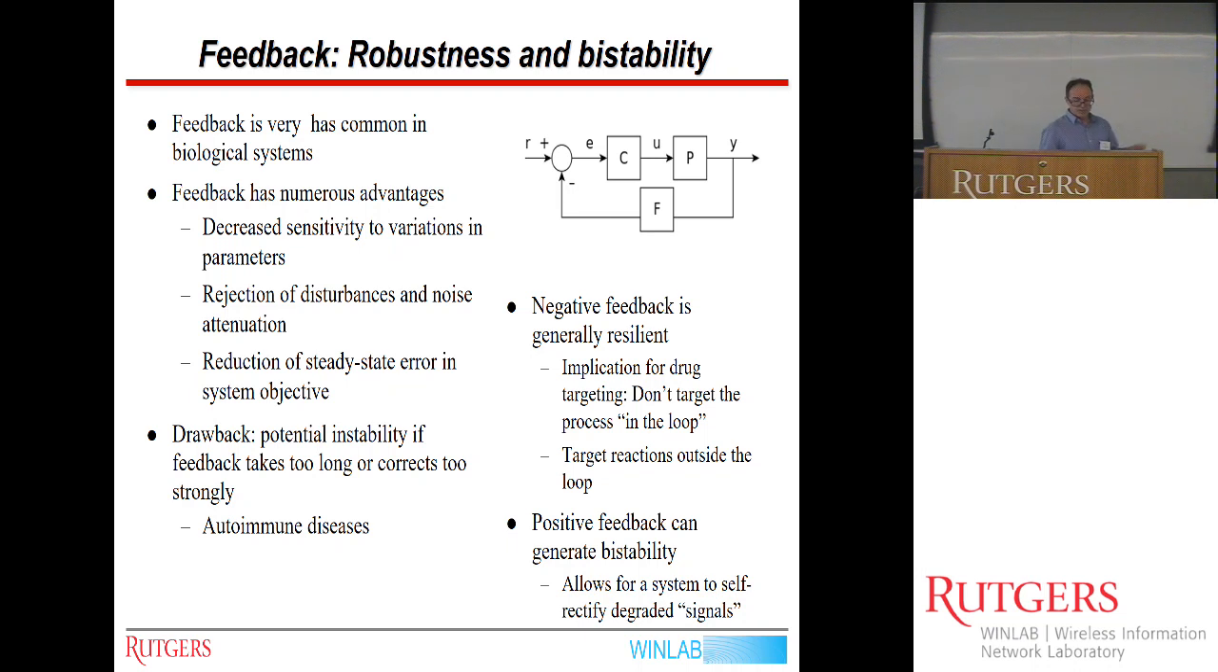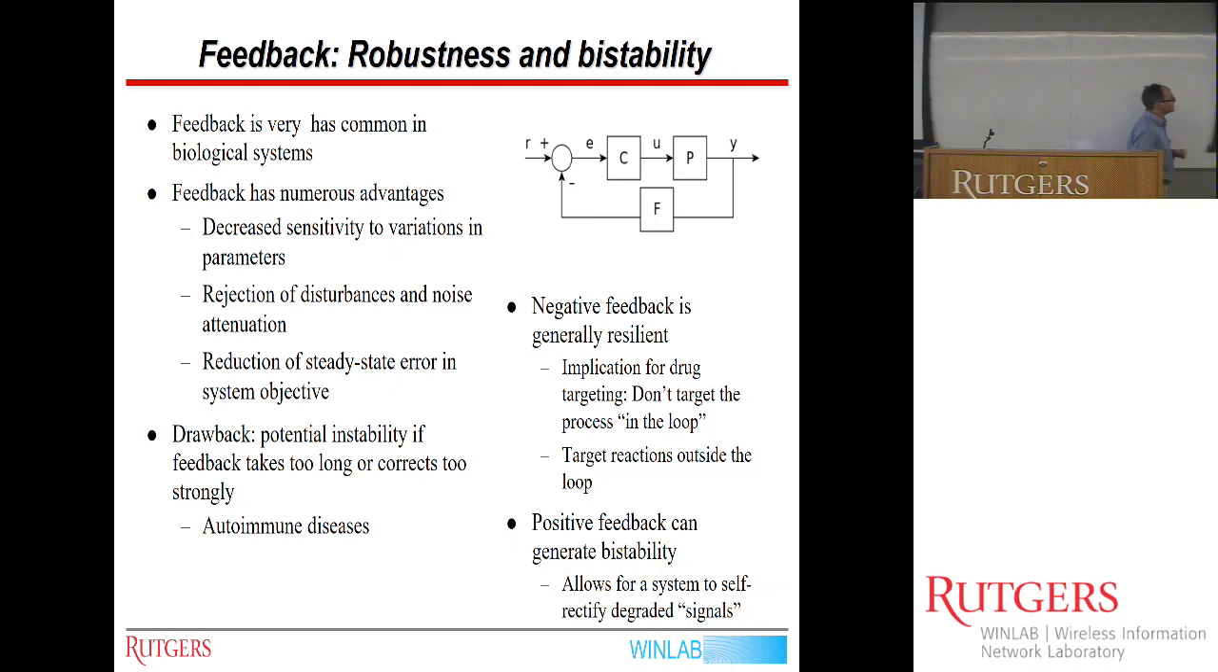On the other side, positive. Oh, actually, let me mention, why do we care about this? Well, it also has an implication for drug discovery. If you're trying to target something that's inside the loop, don't do it, because that's stable. The loop is going to correct for any perturbations you were able with your drug to introduce to the process plant. Guess what? It's going to correct for itself because of the feedback. That's what feedback does. It corrects for imperfections.